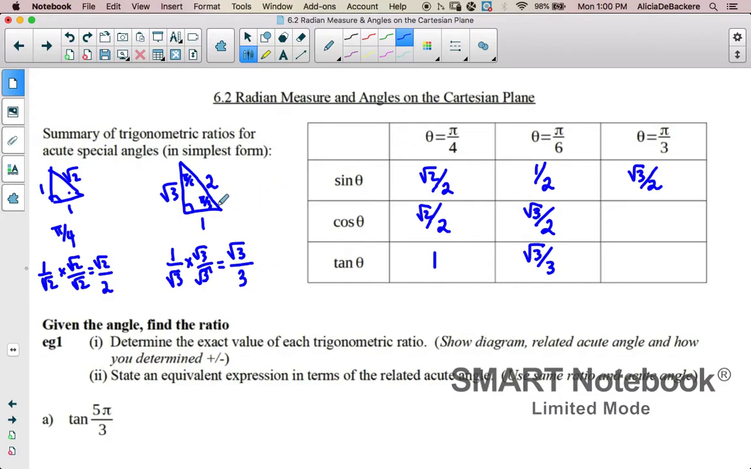And then for the cosine, I want the adjacent 1 over the hypotenuse 2. And then for tan of pi by 3, I want the opposite, root 3 over 1. And root 3 over 1 is just the same as root 3.